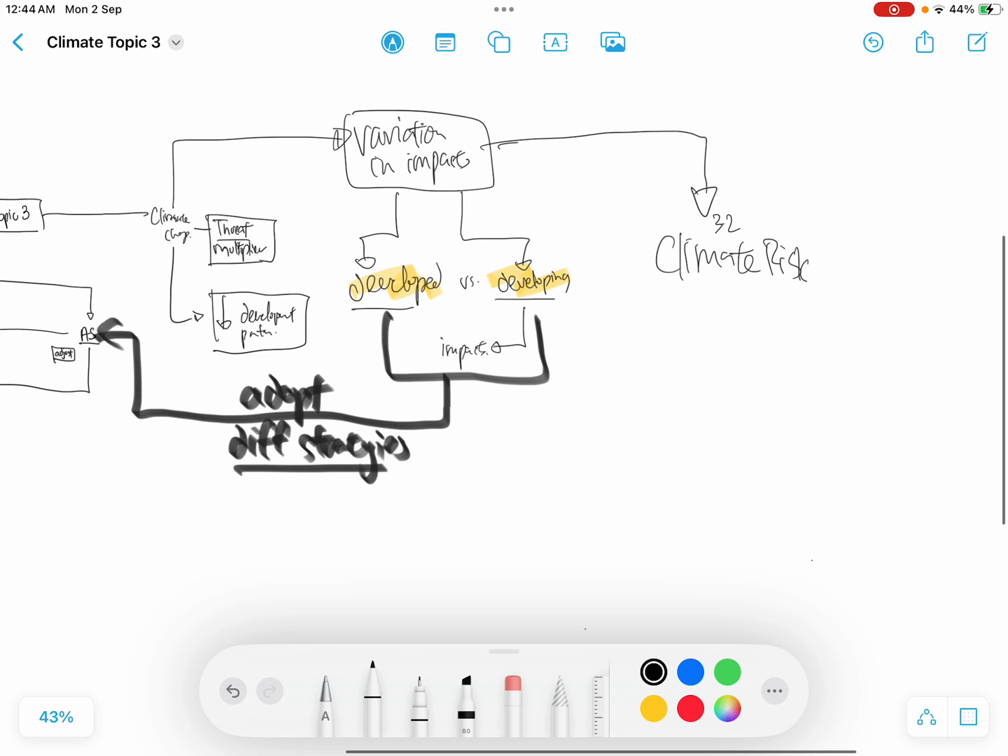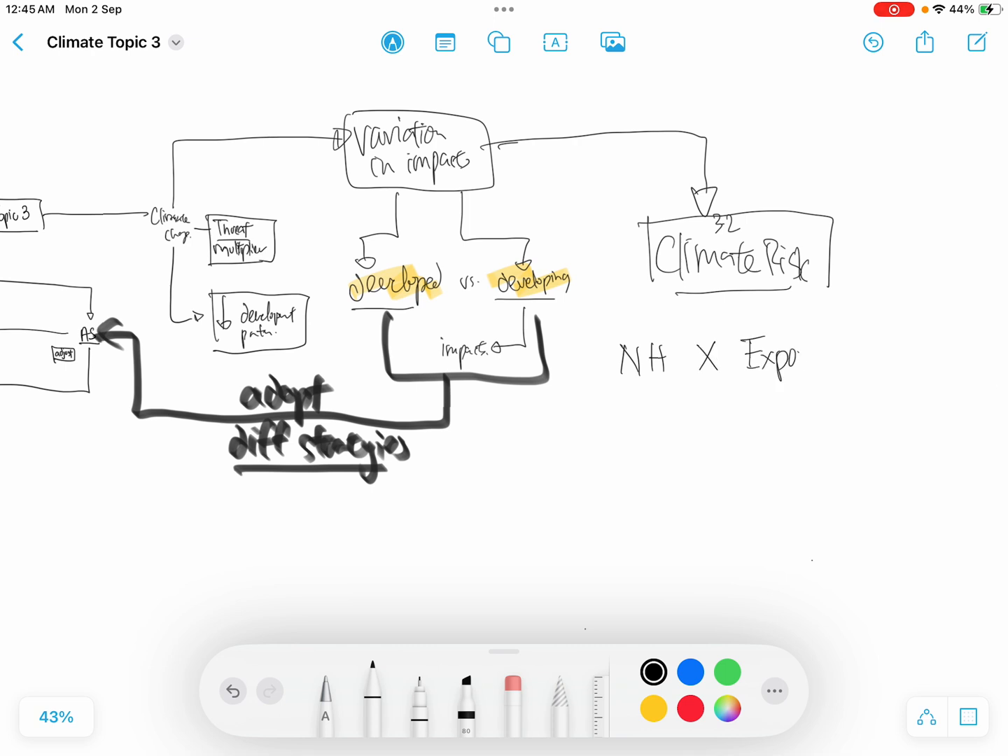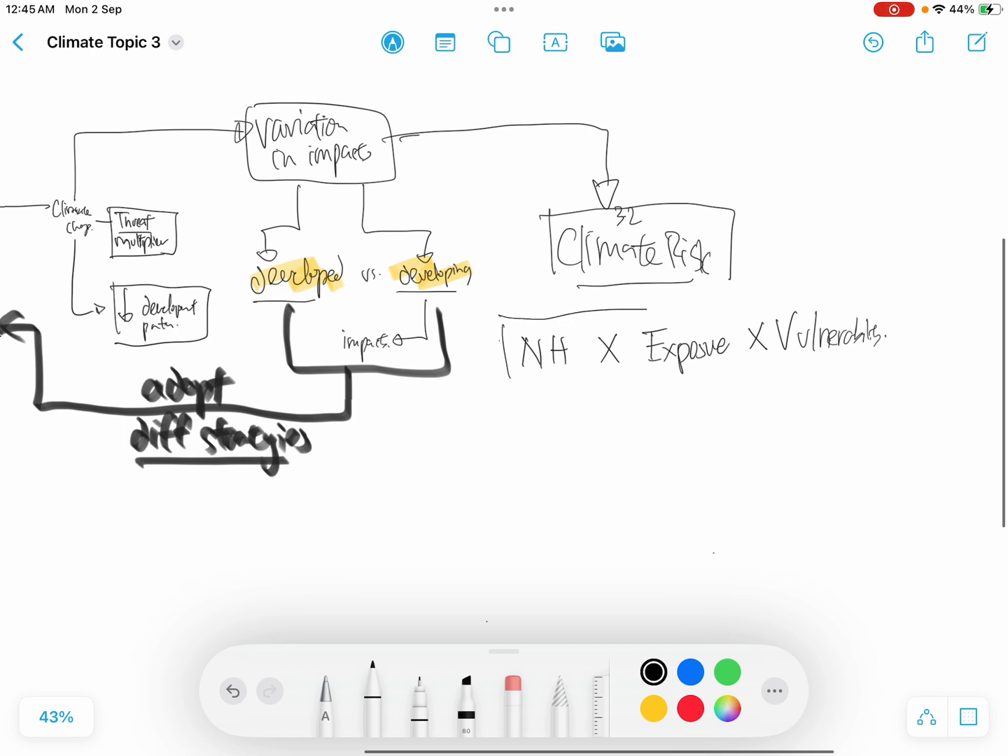And this is on 3.2, right? For climate risk, it is important to note that there are 3 things. It is a product of the nature of the hazard, multiplied by how much exposure, multiplied by how much vulnerability a place can be. This is an equation, right? And please go and read up on what are some climate related hazards, what's the vulnerability and exposure, right?